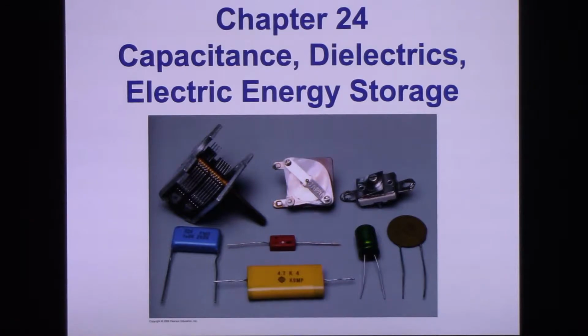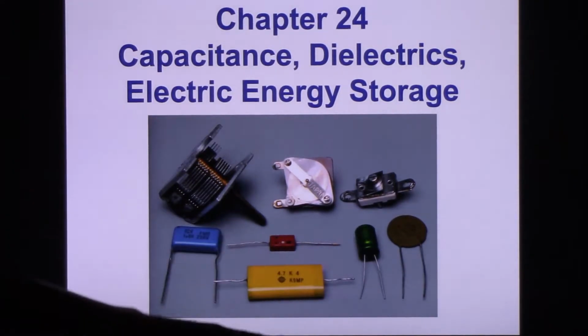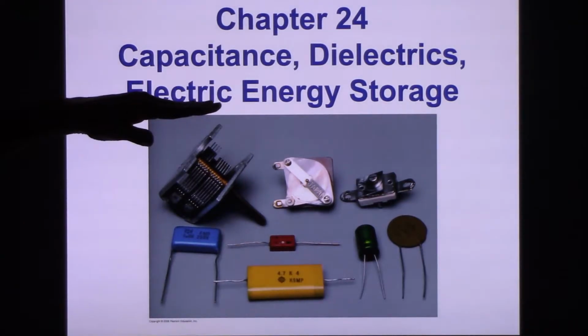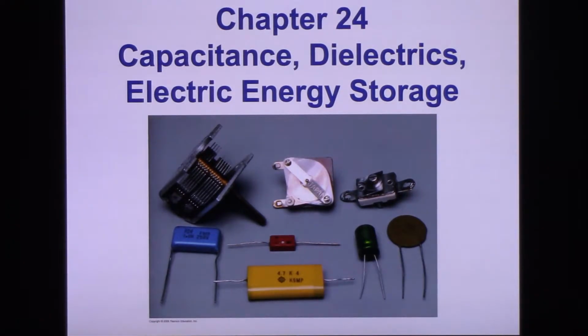Now this chapter, chapter 24, we were looking at devices that are called capacitors. And capacitors store charge. Now they've got all this stuff going on in the title. I think the dielectrics, that's not such a big deal. That's a small item at the end of the chapter. But the chapter primarily is about capacitance, which refers to devices that can store charges.